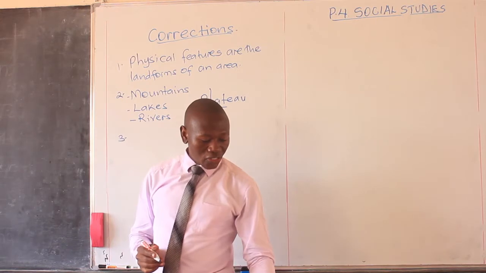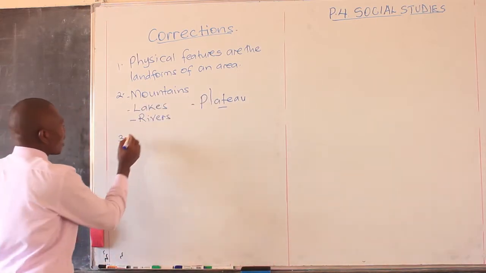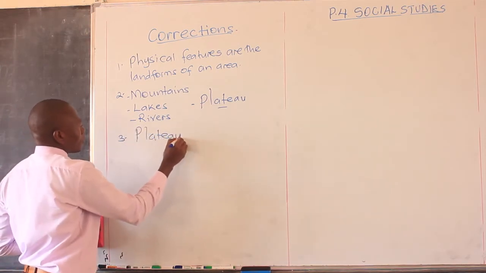Number three was asking you to name the physical feature which covers the largest part of Uganda, and you say it is called what? Plateau.